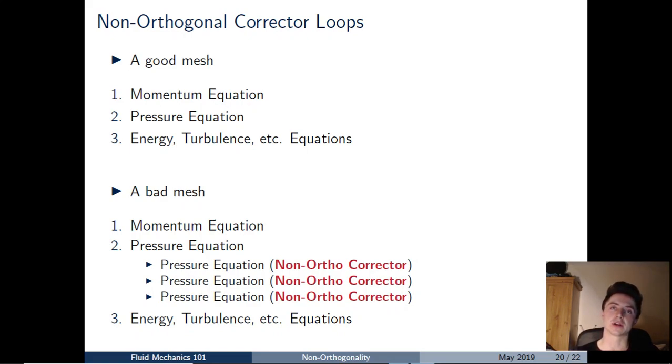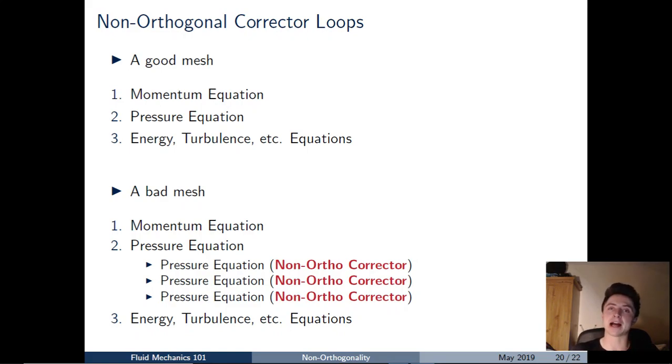And at this point, you have introduced the non-orthogonal corrector using the value from the initial condition, but this non-orthogonal corrector is small, so we can just solve the energy, turbulence and other equations, and then go back to the momentum equation, solve that again, and proceed with that outer loop only, and just go through 1, 2, 3, 1, 2, 3 until we have convergence.